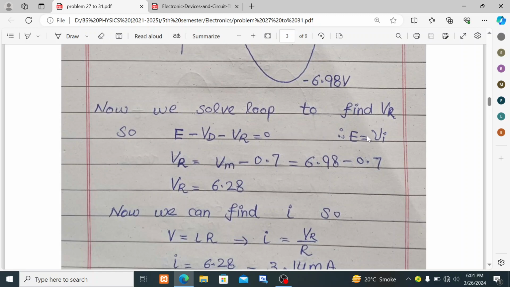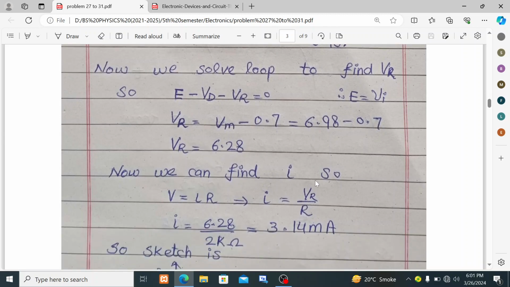Here I write this for Vi. So Vi is known, so we can write Vi is equal to Vm. Vm is 6.98 minus 0.7, so Vr is equal to 6.28.